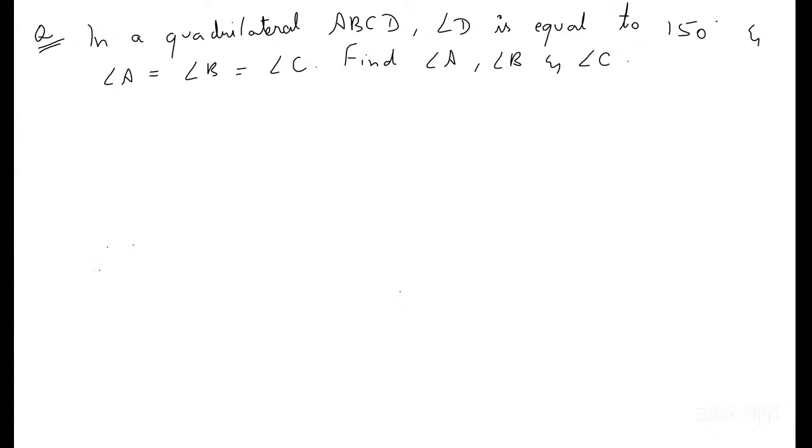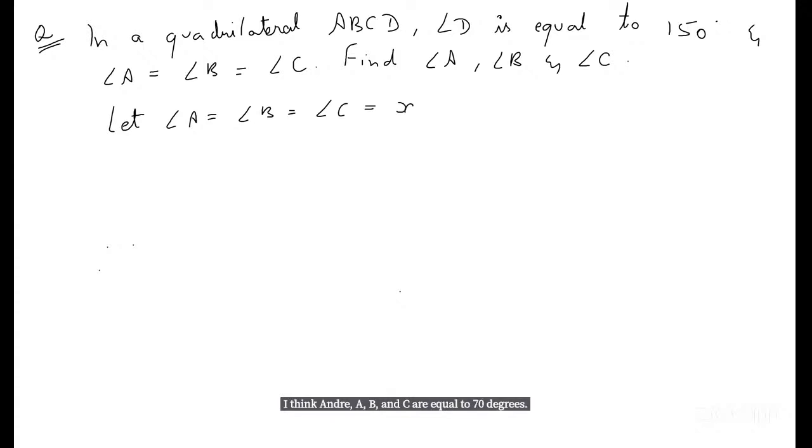Okay, so it's given that angle D is 150. So we can assume that A, B, and C are X. I think angles A, B, and C are equal to 70 degrees. Yes. Okay. So now we can do again the angle sum property.